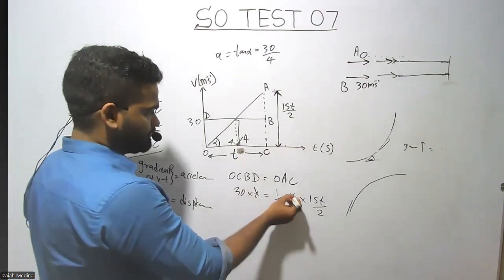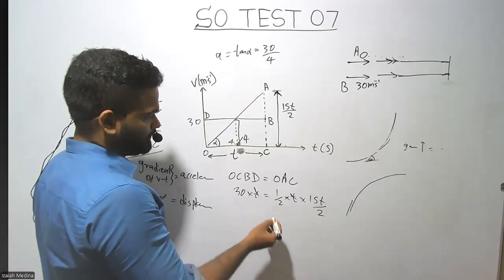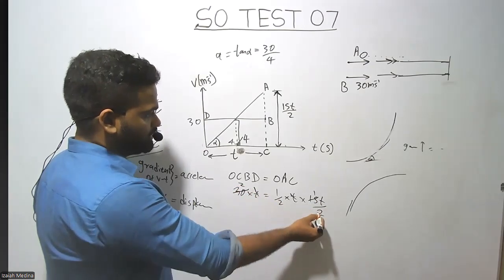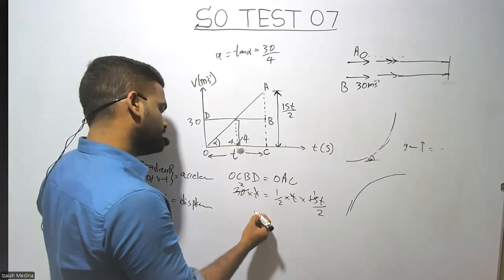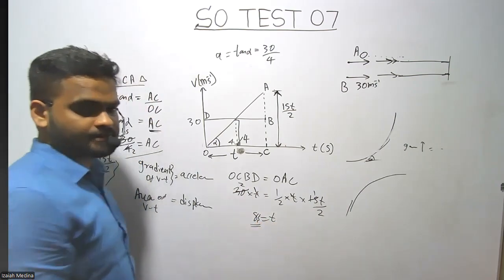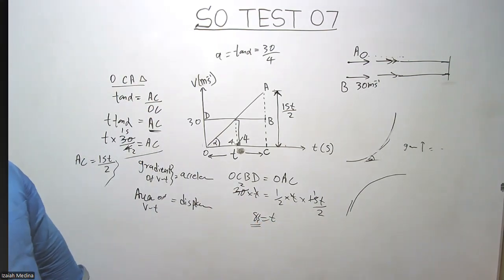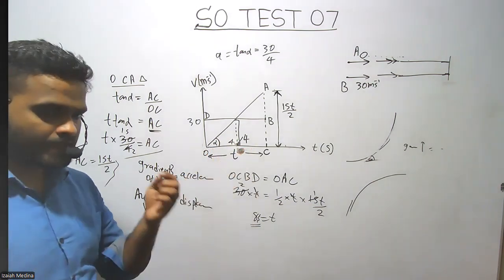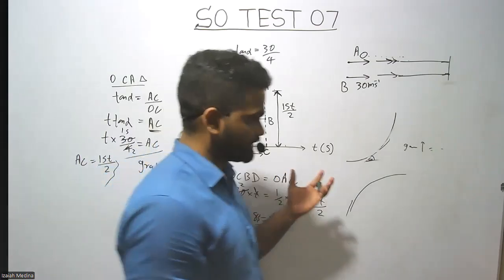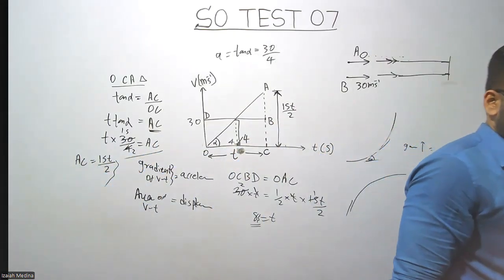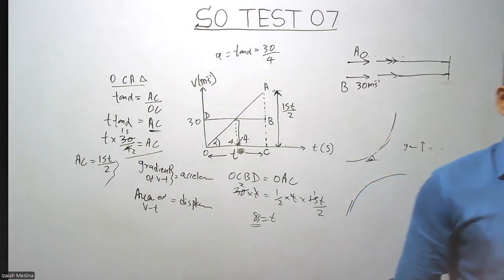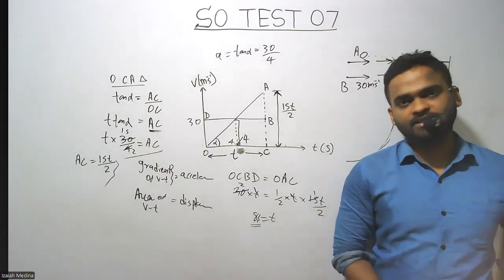Then T cancels off from both sides. So here we have 30 and you can cancel with 15, 2, 2 to 4, cross multiply becomes 8. So the time is 8 seconds. That is what it means. This T should be equal to 8 seconds. So at 8 seconds, car A passes car B. So the answer should be the second one.